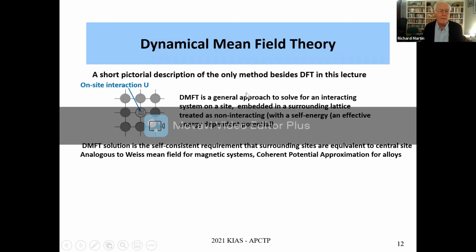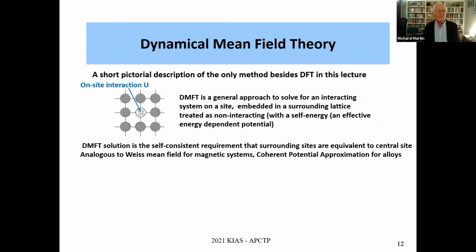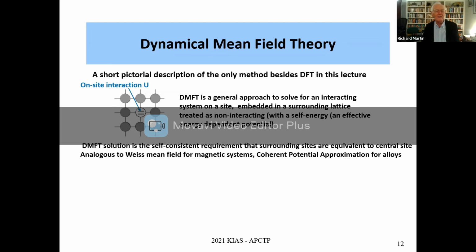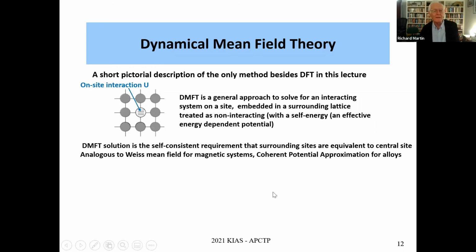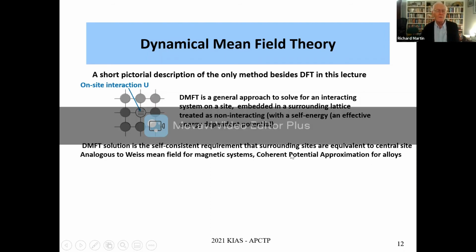This is just exactly the same thing that's done in Weiss mean field theory for magnetic systems, for how you make the Weiss mean field approximation. And you may have done this as a homework in an undergraduate physics class to understand the thermodynamics of a magnetic system. It's exactly the same problem, except it's more complicated. But it has the same roots. It's actually the same idea used for alloys as well, for what's called the coherent potential approximation.